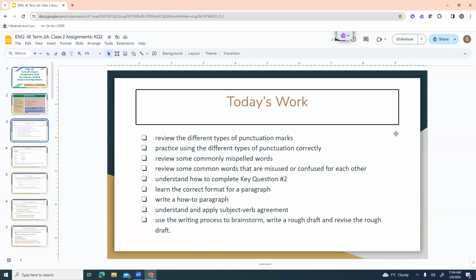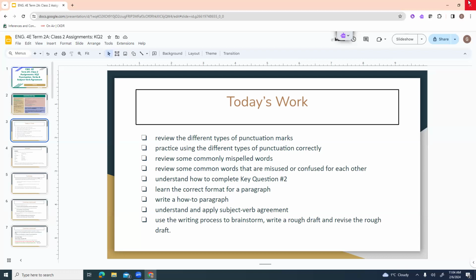Okay. Today's work. We are going to do a whole bunch of things today, a little bit of everything, basically. We're going to review the different types of punctuation marks, practice using the different types of punctuation correctly. Then we're going to review some commonly misspelled words and review some common words that are misused or confused for each other. Understand how to complete key question number 2, learn the correct format for a paragraph, write a how-to paragraph, understand and apply subject-verb agreement, and then use the writing process to brainstorm, write a rough draft, and revise the rough draft.